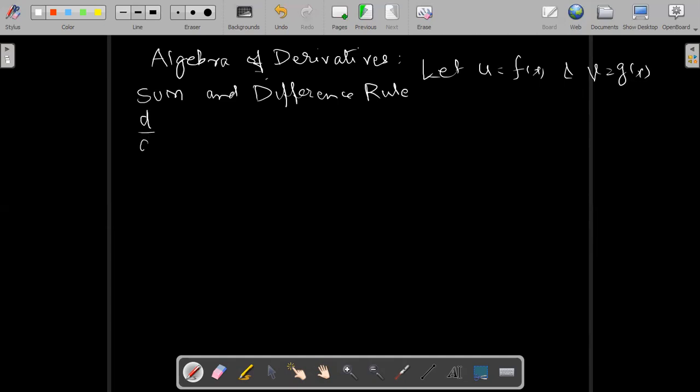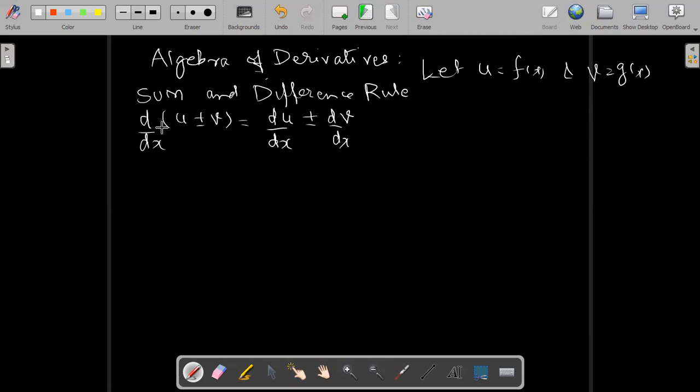d by dx of their sum or difference, we can write together, whether it is sum or difference. If it is plus or minus, either we add them and then differentiate, or we can differentiate them separately and then add. So this d by dx will directly go inside; there is no other rule to be followed. It just goes in like simple operators.